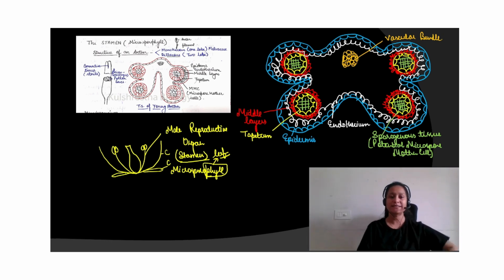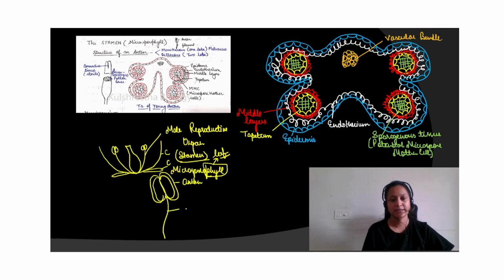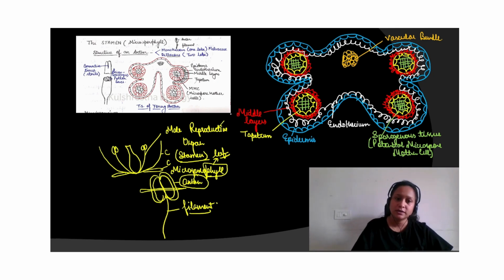Now let's go inside. Stamen is having a bilobed anther. Generally the anther is bilobed and there is a filament. So this is the anther and this is the filament. Okay, so now let's see what is present inside the anther. Let us take the section of it. Let's take the transverse section here.